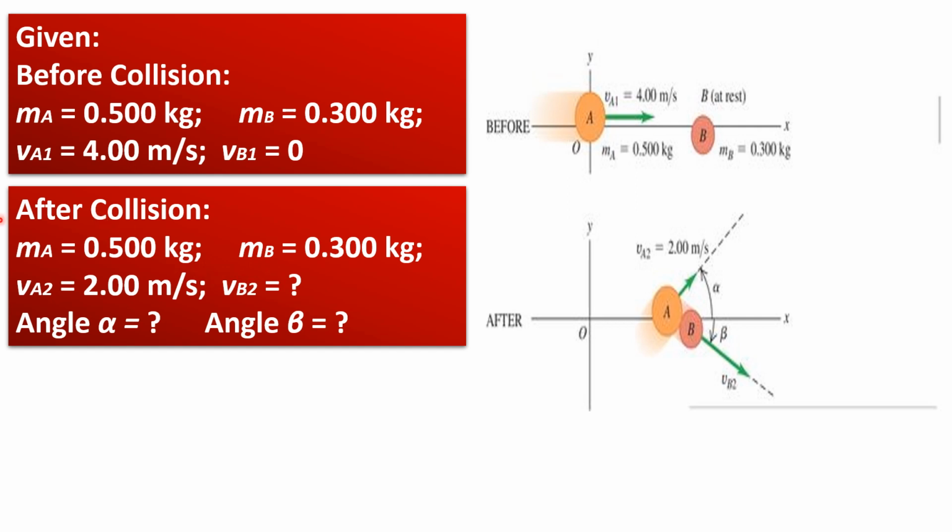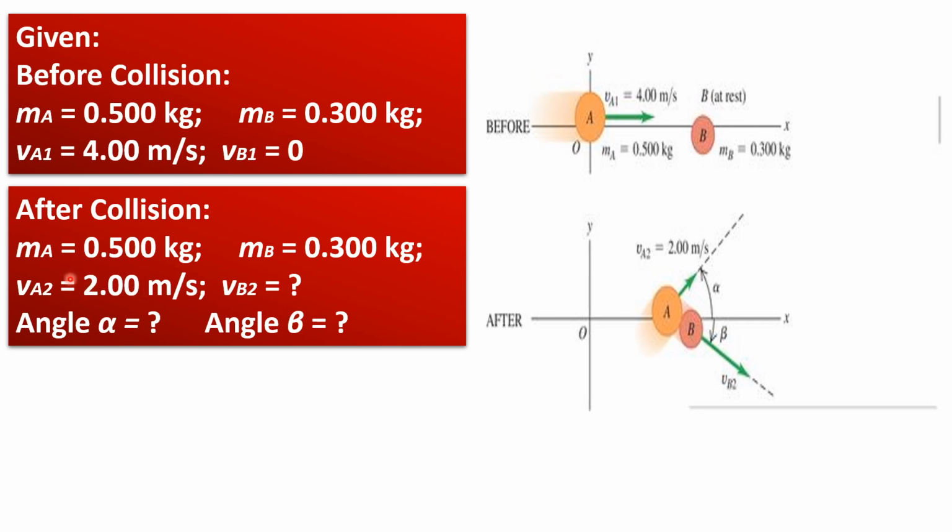Now, just after the collision, of course, the two masses are still the same, but according to the problem, the magnitude of the velocity of ball A is now reduced to 2.00 meters per second. And according to the diagram here, its direction is defined by an angle alpha that is formed by the velocity vector from the positive x-axis. So that is the angle alpha, also to be determined later on.